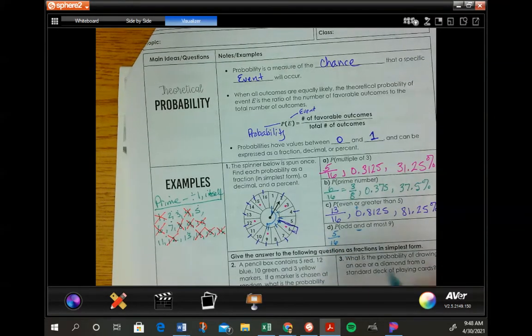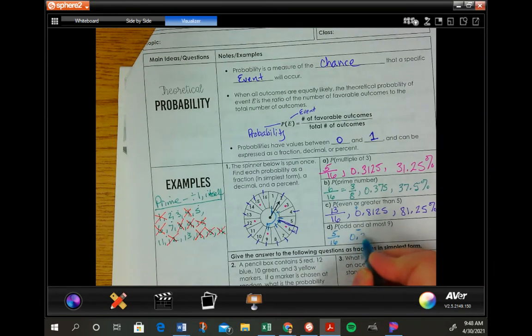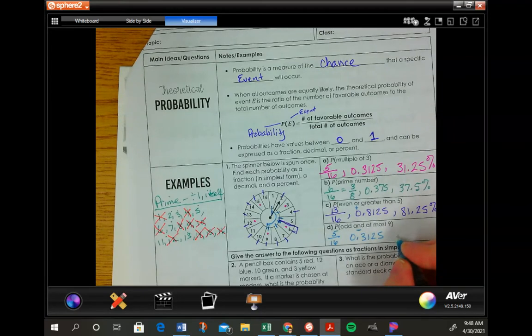Put it in my calculator, and I get 0.3125. Then I multiply by 100, 31.25%. Okay.